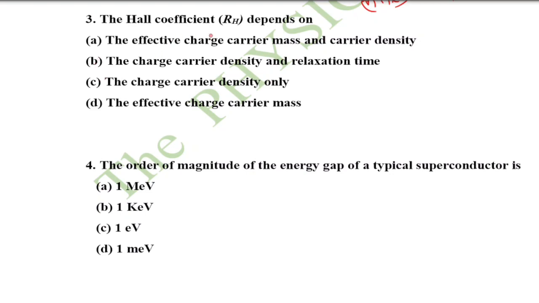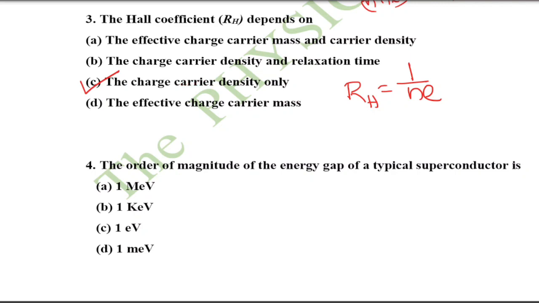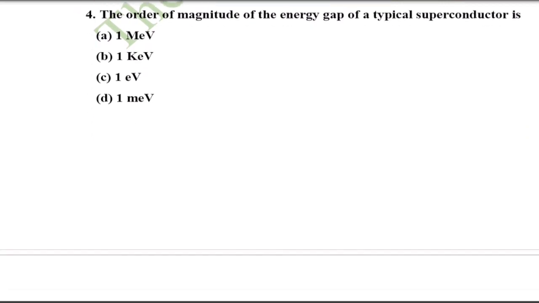Next, the Hall coefficient depends on. Here you have to remember the expression for the Hall coefficient, that is R_H. R_H is given by 1 by nE. So you can check the options here. This Hall coefficient depends on the charge carrier density only. So your correct option is option C. Next, the order of magnitude of the energy gap of a typical superconductor is 1 milli electron volt.